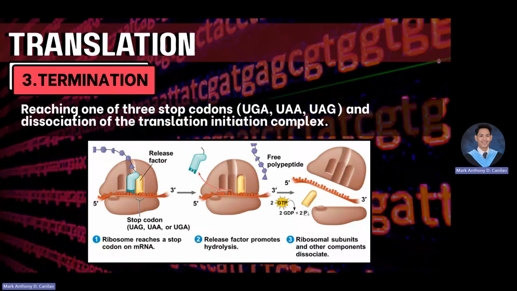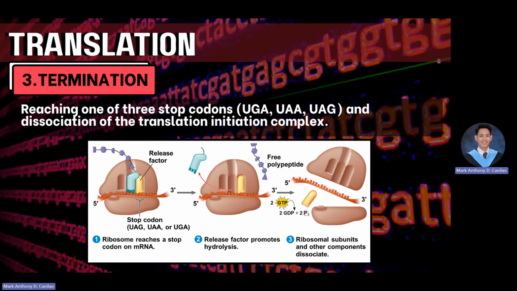For the last part, we have the termination in the translation, reaching one of the three: UGA, UAA, and UAG, and dissociation of the translation initiation complex. I have this acronym that I use to determine the 4 important codons in the transcription and translation process. What I always say is, it starts with August, AUG, and ends with UGA, UAA, and UAG. Once we know the end and the termination, we know right away, it's automatic in the central dogma.